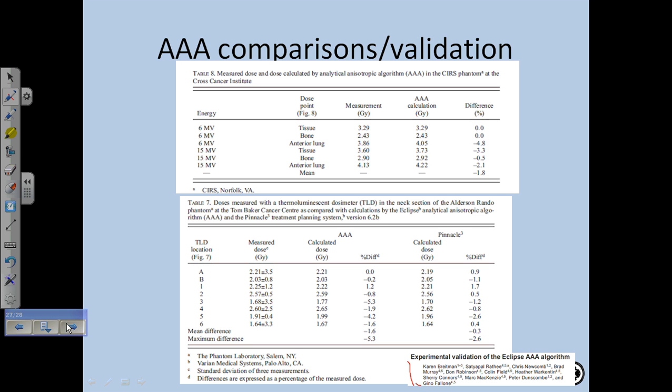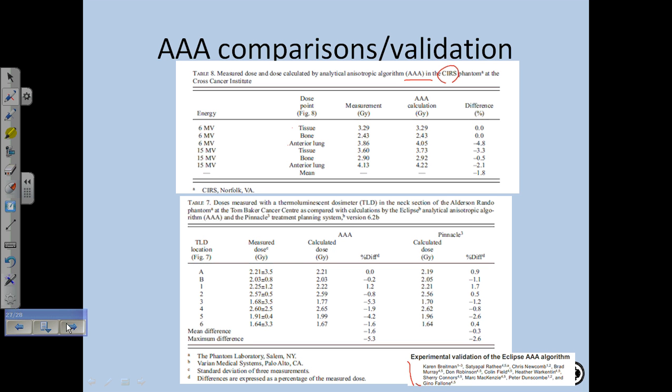Table 8, measured dose and dose calculated by the analytical anisotropic algorithm. That's the Eclipse algorithm. CIRS is a company that makes phantoms. Actually, we were at the CIRS booth at RSNA. They make phantoms, so they used the CIRS phantom at the Cross Cancer Center, and they looked at different energies and different materials: tissue, bone, and lung.